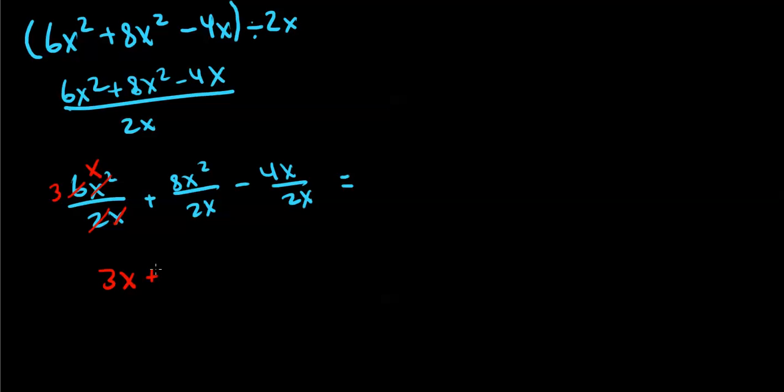Now let's look at 8x squared divided by 2x. 8 divided by 2 gives us 4. And then x squared divided by x is going to give us 4x. Now 4x divided by 2x, we can see that 4 divided by 2 is 2, and both the x's are going to cancel out, so that would just leave us with a negative 2. Now we can go ahead and simplify the answer that we have. So 3x plus 4x gives us 7x minus 2.